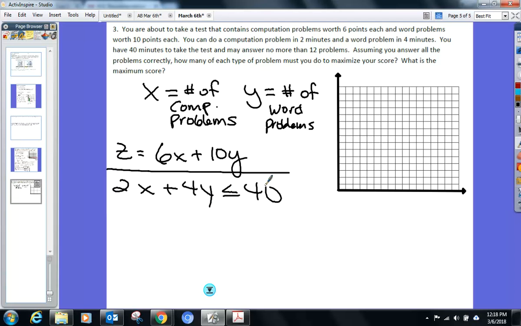And there is another restriction there. I can only answer 12 problems, no more than 12. So second inequality, no more than 12. X plus y, no more, would tell me less than or equal to 12. Okay, go ahead. Remember, this is only a 15 by 15 graph, so if you need more than 15 spaces, got to go by something else. So let's see you graph these.